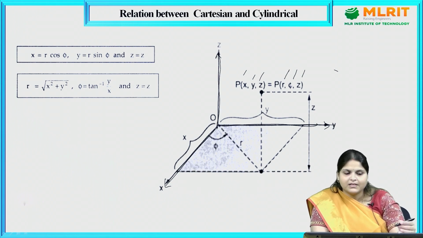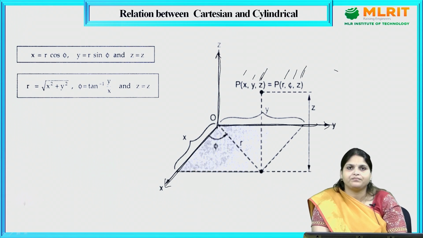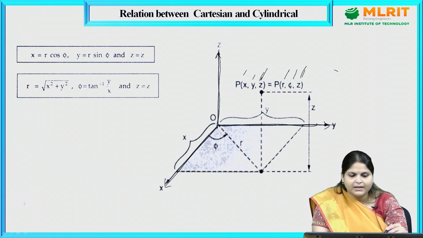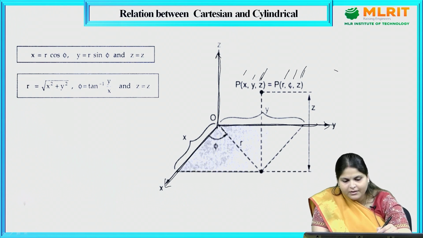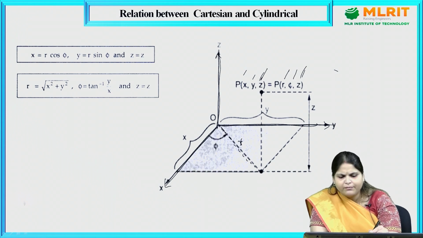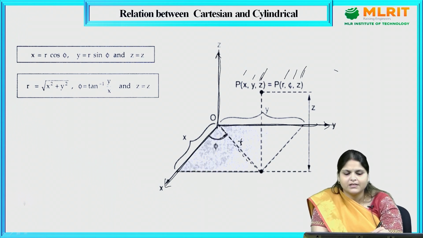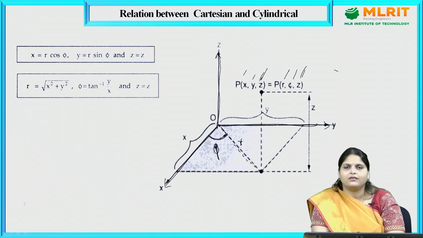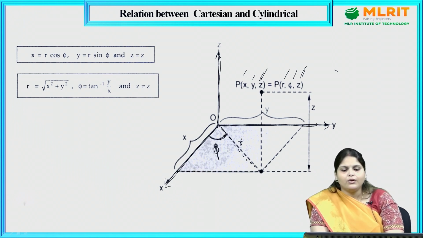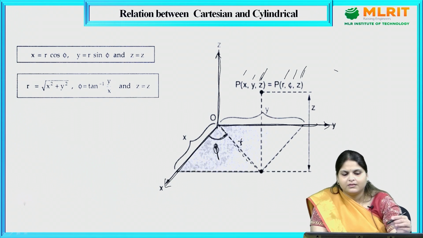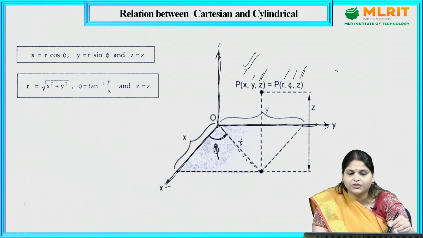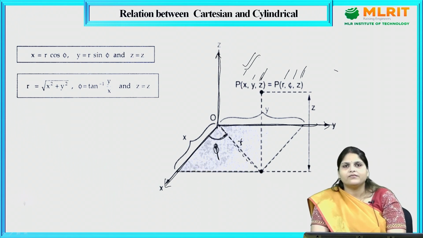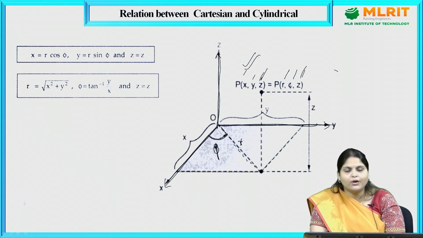Now see, z is common in both of them. What is different? x, y and r, phi. So already we have got x and y. This will be our r, the radius of the cylinder, and because it forms an angle with the x axis, this is your phi. Now any point can be located in Cartesian as well as cylindrical, meaning if any point is given in the Cartesian coordinate system, it can be transformed into cylindrical and vice versa. So how do we get that?